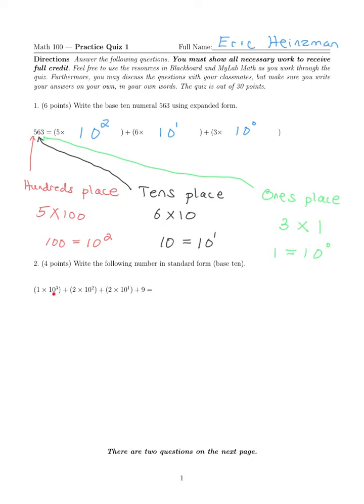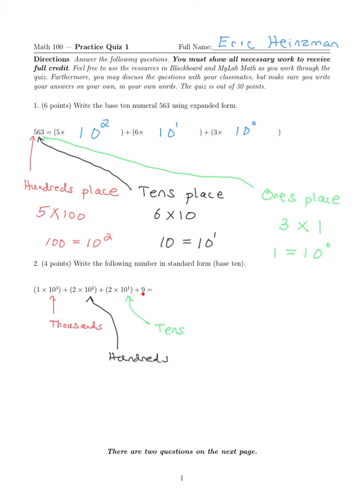So first, I see this 10 cubed, and I know that is equal to 1,000. So this here must be the thousands place. And therefore, we have 1,000. I'll write that eventually over here, but let's go through and look at the remaining place values. Here, this is 10 squared, and so that means that this is the hundreds. Likewise, this 10 to the first must be the tens place.